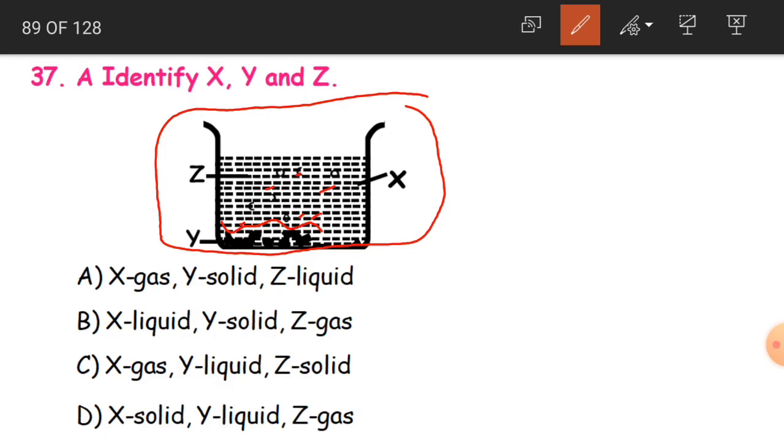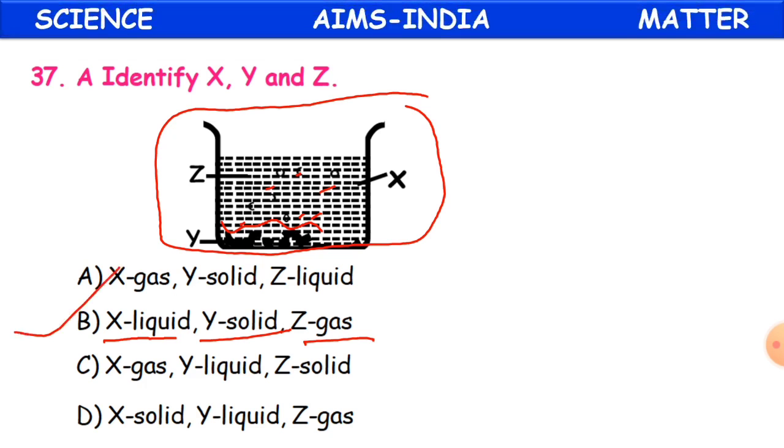So now we have to identify the forms of matter. What is X, what is Y and what is Z? X is water, that is liquid. Y has not dissolved, in the sense it is solid. And Z is air bubbles, or vapor, that is in the form of gas. So B is the correct answer. Clear children?